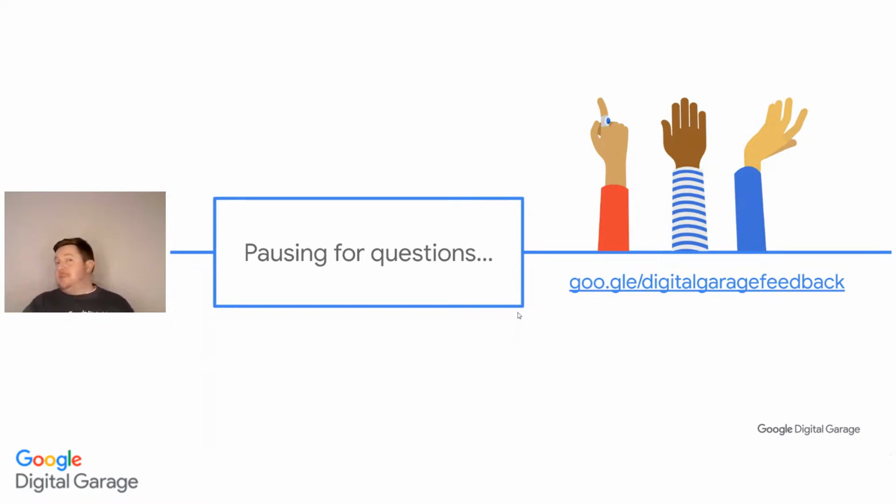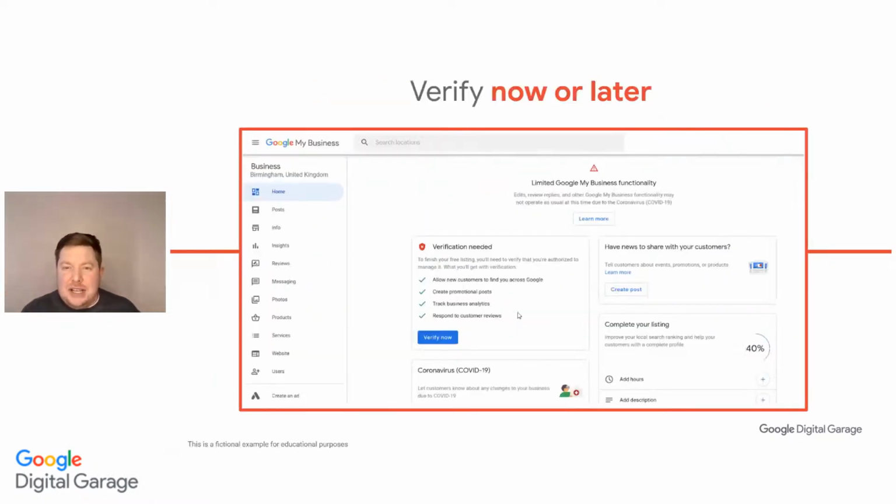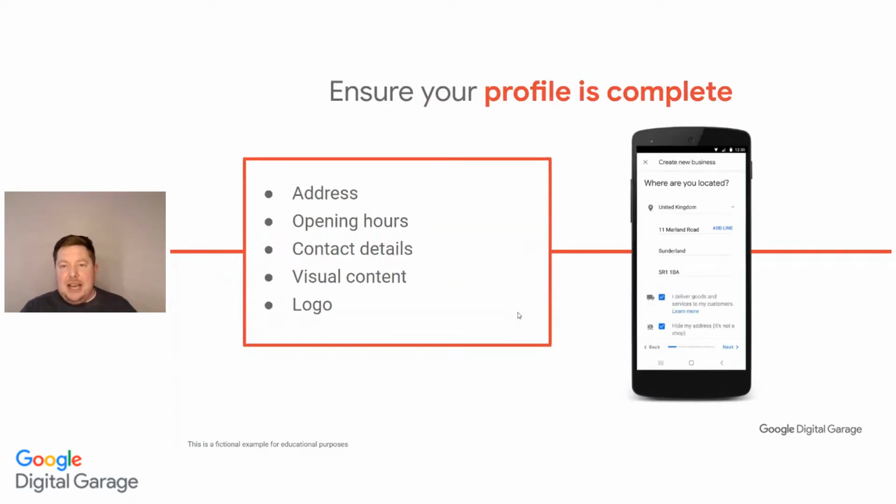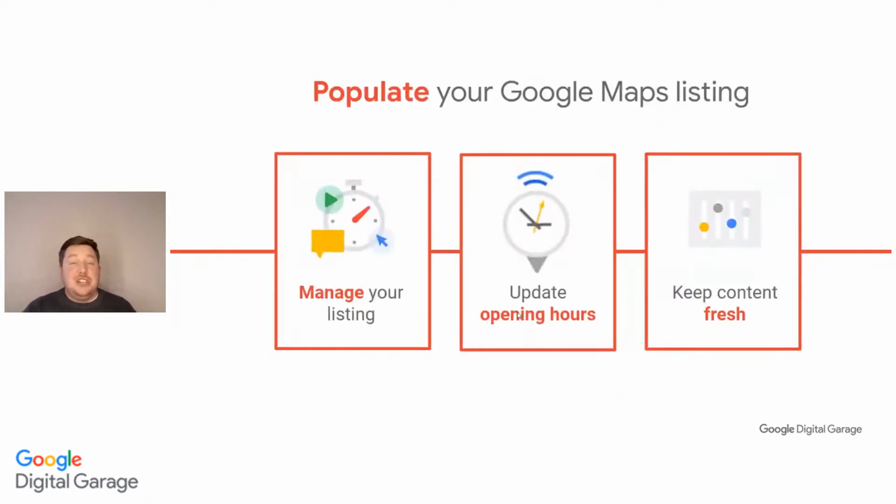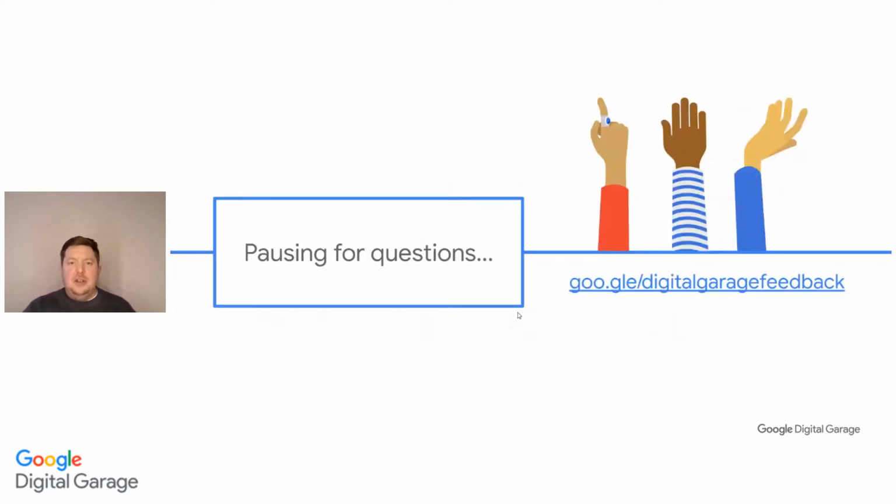So what you can do is put in all that information, validate your address, and then you'll notice on this last slide, it says, I deliver goods and service to my customers. Hide my address. It's not a shop. You'll see that section when you're creating your business, and you can even just Google, how can I hide my location on Google Maps? There's loads of tutorials. So sign up your business. Once you've done it, you can alter that setting, and then you can put in London.